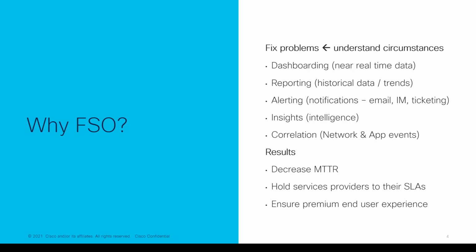All right, so typical functions that help us understand our circumstances include dashboarding, which typically reports on near real-time data. Reporting, which can report on real-time data, but usually is based on historical data and used to establish trends. We've got alerting, which are notifications that can go out to email or instant messaging or ticketing systems. Typically, those are more real-time alerts.